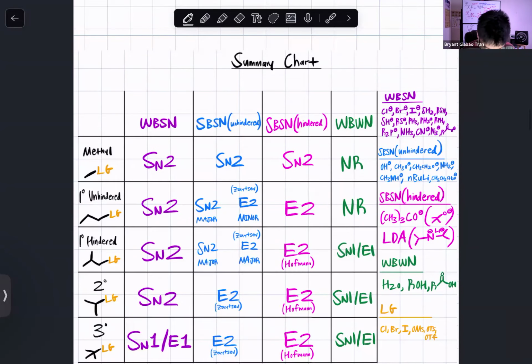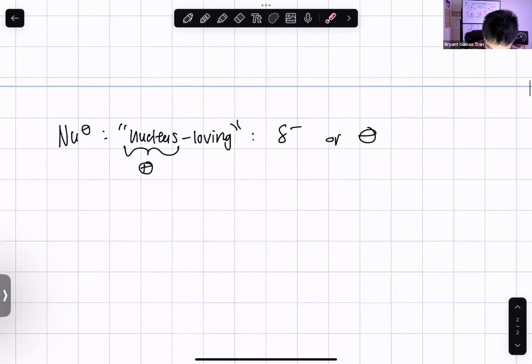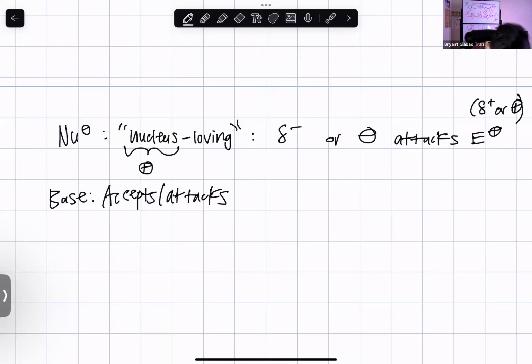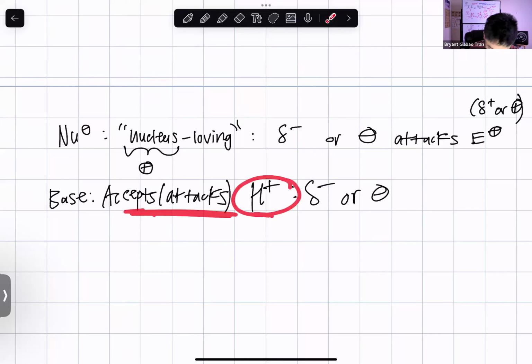Okay, so nucleophiles are partial negative charge or negatively charged, which would attack electrophiles, right? Because electrophiles are going to be either partially positive charge or fully positively charged, right? A base is going to be something that accepts or attacks a proton, right? And they are also partially negative or fully negative charge, because to attack a proton, the base has to have a pair of electrons, right?